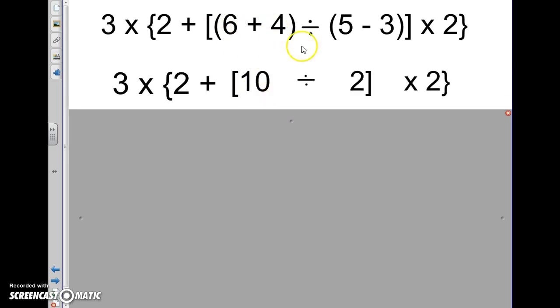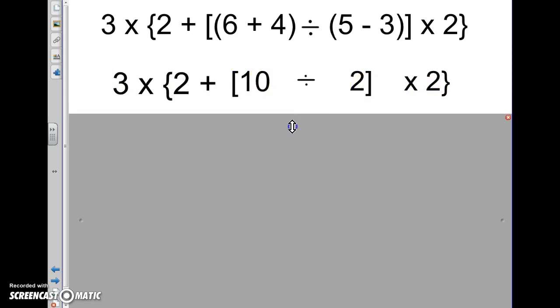6 plus 4 is 10, and 5 minus 3 is 2. So now inside these brackets, I have what 6 plus 4 gave me, which was 10, divided by what 5 minus 3 gave me, which was 2. So I just write out the whole expression as is with the changes that I've done from working within the parentheses. So now I have 3 times the quantity 2 plus 10 divided by 2 times 2.